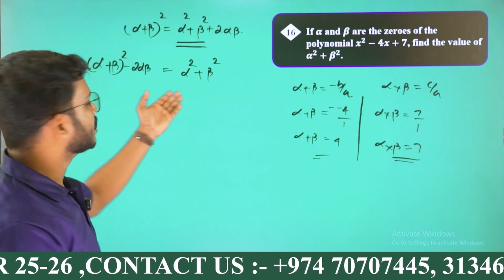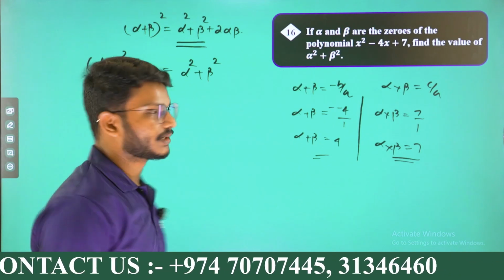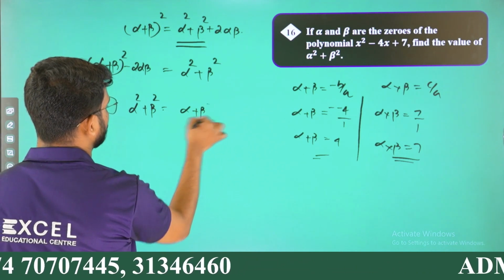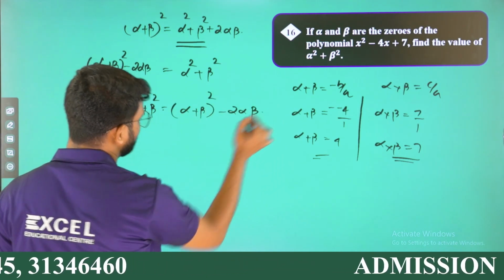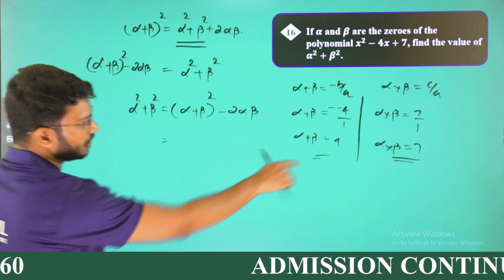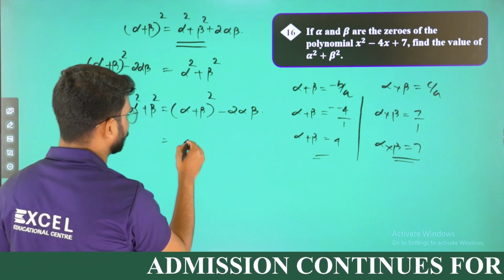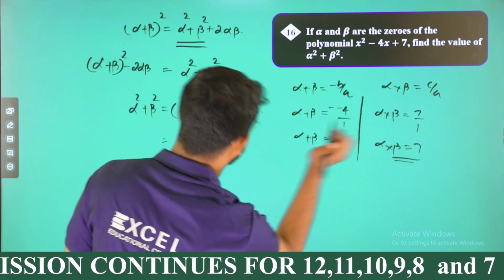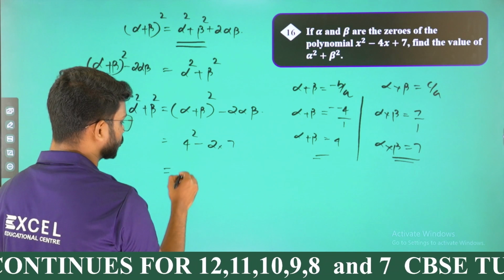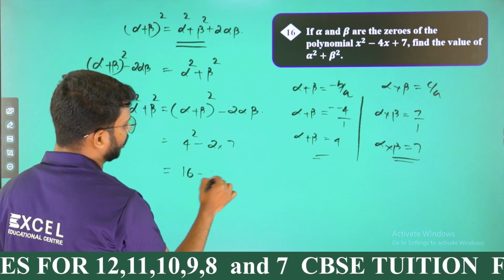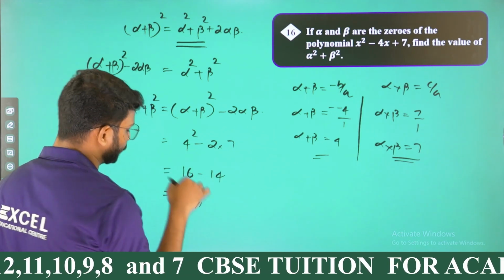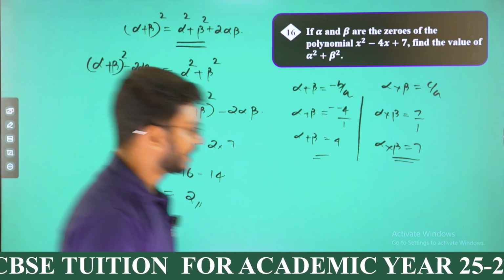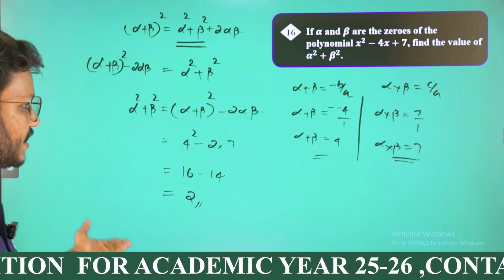Then we can use this identity to find the required answer. So we have to find alpha square plus beta square, which is equal to alpha plus beta the whole square minus 2 alpha beta, right? Here, what is alpha plus beta? Which is equal to 4. Yes, so 4 square minus 2 times. What is alpha into beta? Alpha into beta 7. So into 7. So 4 square 16 minus 14, which is equal to 2. So 2 is the final answer. So let's move to the next question. Here 2 is the answer.